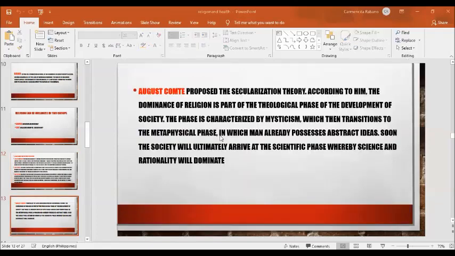Okay, next. Si Auguste Comte naman daw, nag-propose na secularization theory. According to him, the dominance of religion is part of the theological phase of the development of the society. Part lang daw to ng theological phase at ng mga paniniwala daw ng mga tao. Na yung phase is characterized by mysticism, yung mga misteryo, yun lang daw ng mga tao.